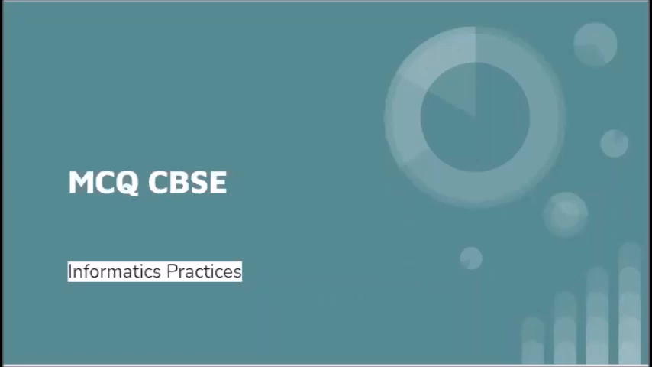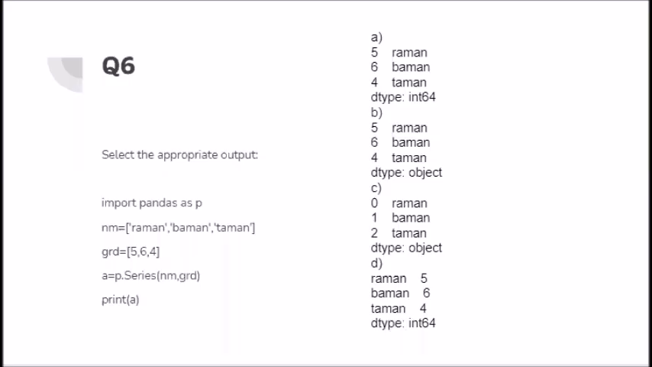In this set, we'll be having the next set of MCQ questions for Informatics Practices. Let's see the question. The code given below: we have import pandas as pd. Next, we have a list by the name NM having 3 values like Raman, Baman, Taman.